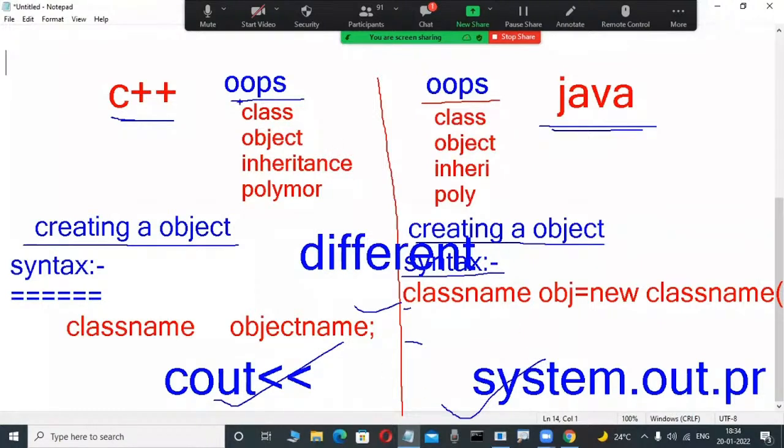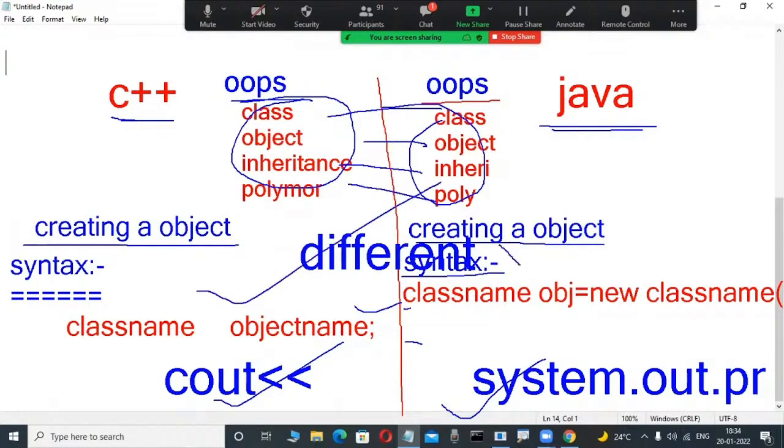But conceptually, are the OOP concepts the same or not? Same. What is a class? What is an object? What is inheritance? What is polymorphism? Same. But syntactically totally different. Why? Because those are two different languages, two different products from different companies. That's why the functions are different, and the syntax is also different.